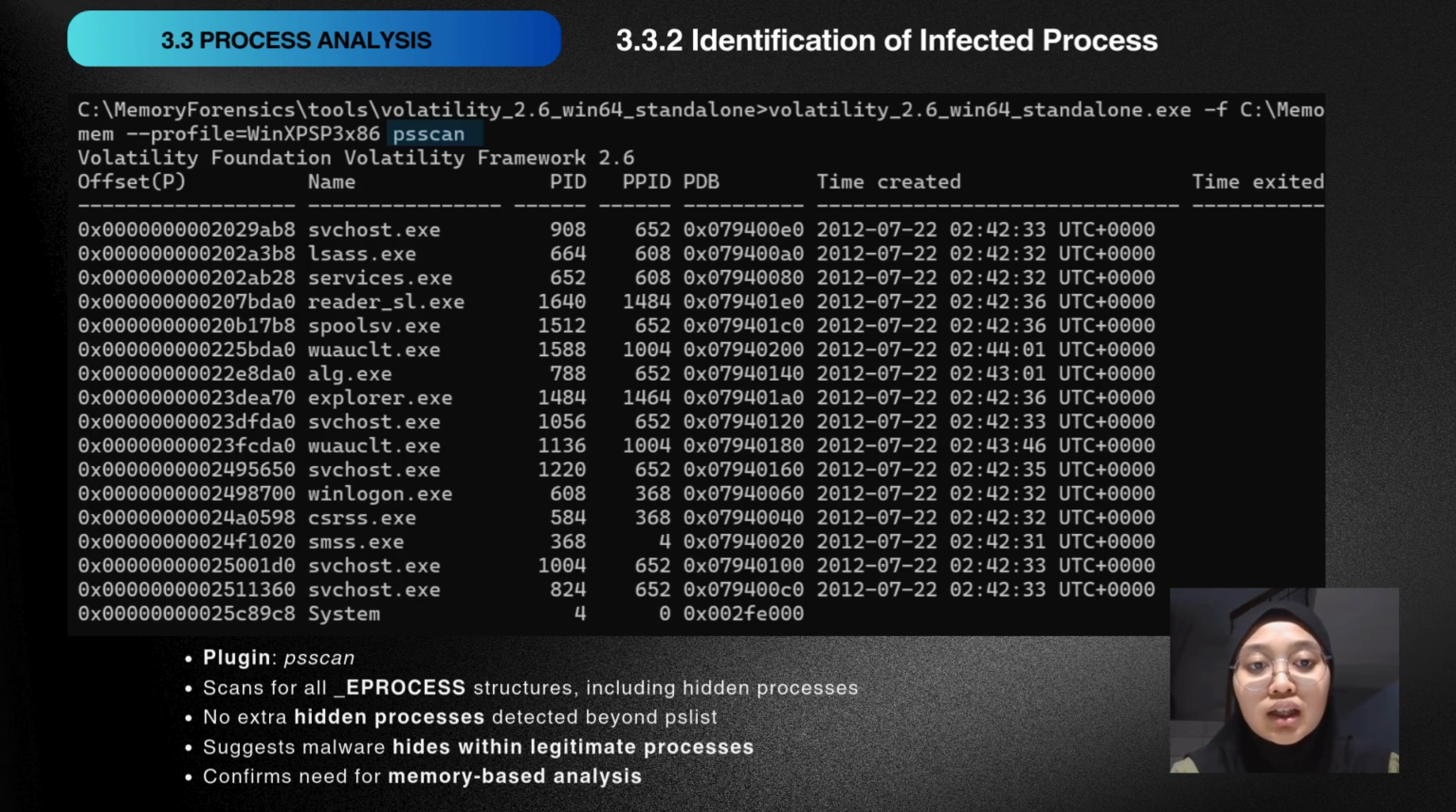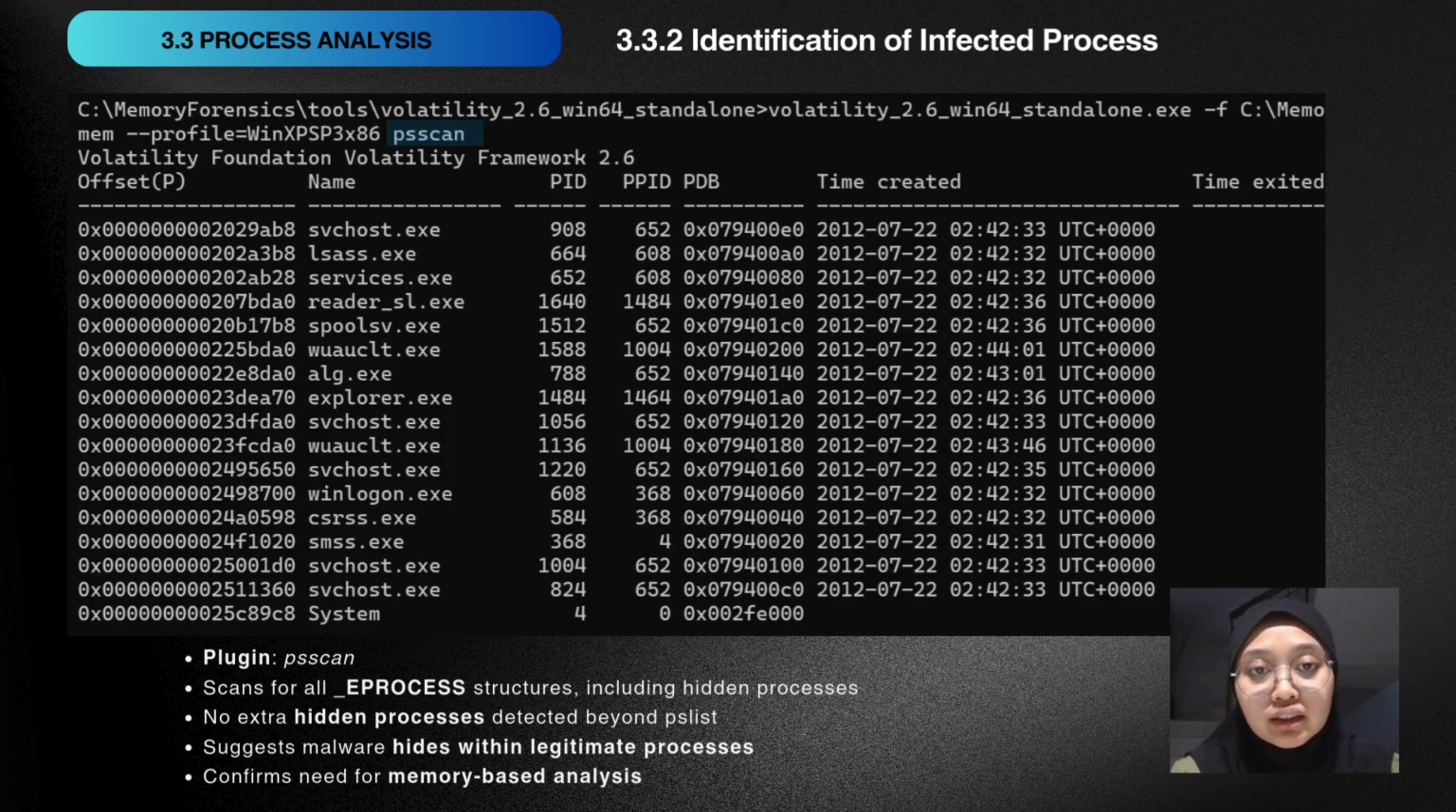The next one is identification of infected process. PSScan scans memory directly for e-process blocks, regardless of whether the process is linked in the normal process list. The output explained the PSScan plugin was used to scan all of the process structures in memory, including those not linked in the active process list.